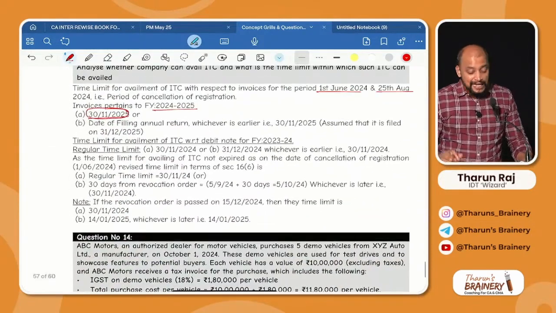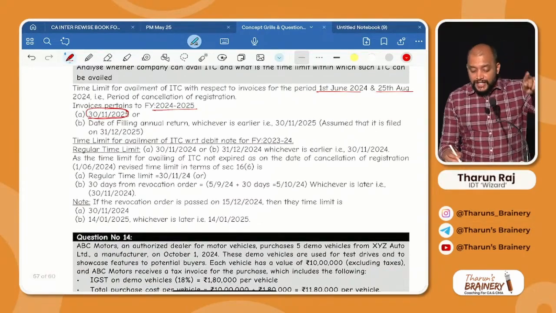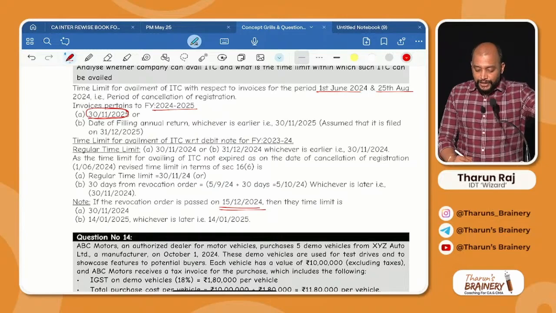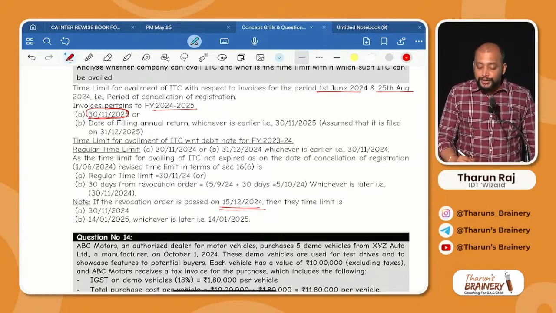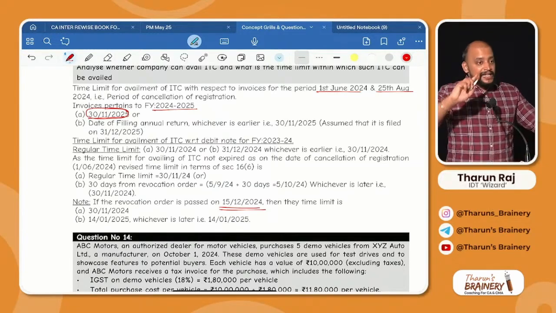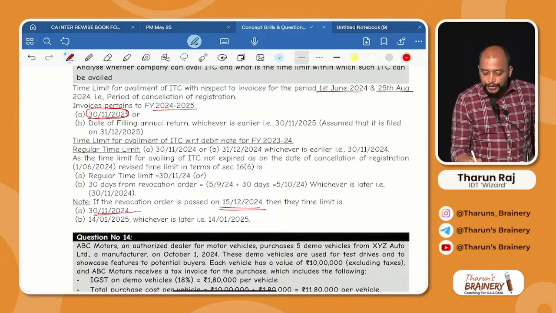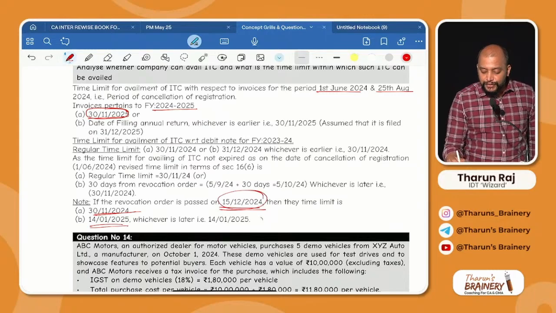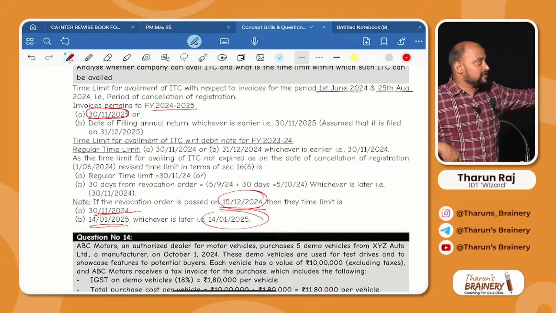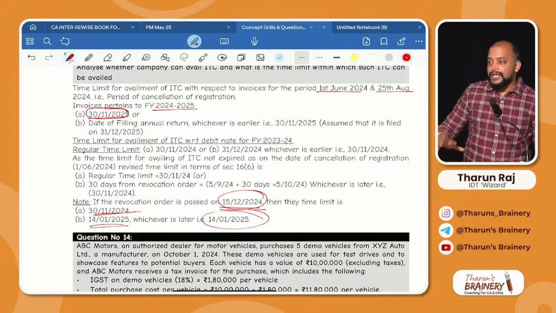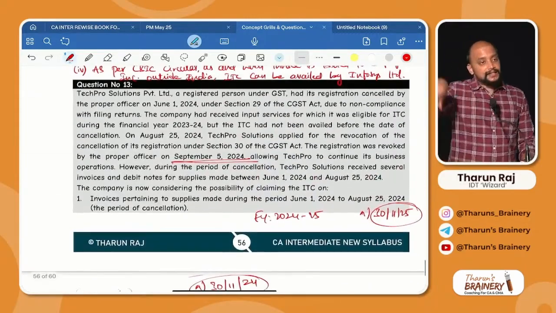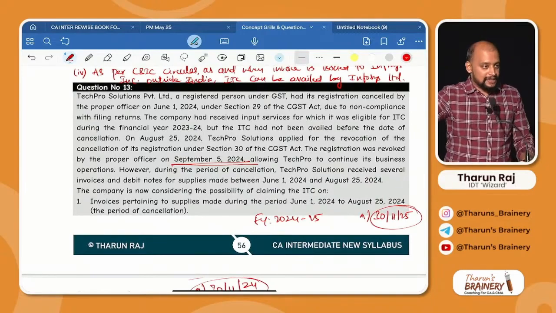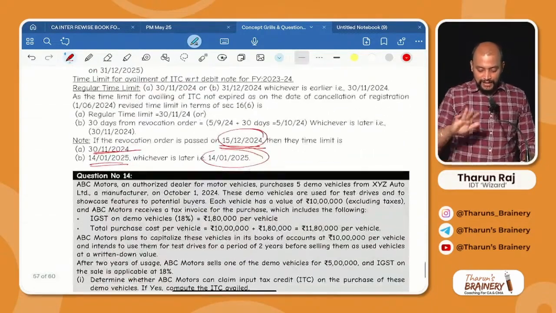Am I right? Suppose the revocation order is passed on 15/12/2024, I have given a note below. If the revocation order is passed on 15/12/2024, which time limit do we need to take? The regular time limit 30/11/2024, or 30 days from this date, 14/1/2025, whichever is later, that is 14/1/2025. Understood? So this way they can ask a question related to cancellation of registration connected with ITC, because there is an amendment in this place.